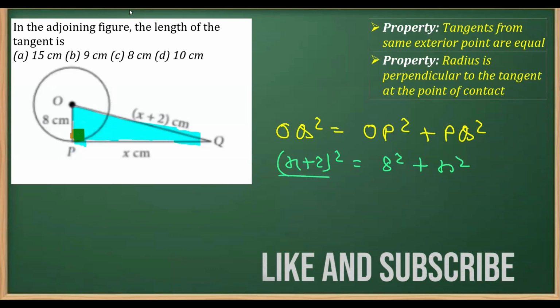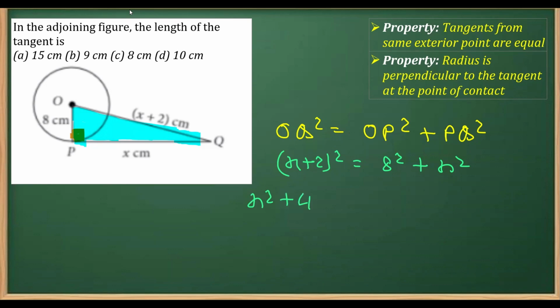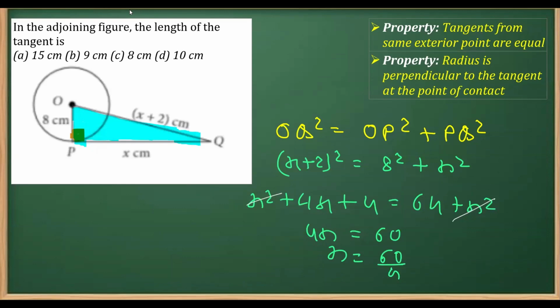Now, (a plus b) whole square is a square, that is x square, plus 2ab, which is 4 times x, plus 2 square, which is 4. 8 square is 64 plus x square. Now you can see that x square gets cancelled. So we are left with 4x, and on transposing 4 to the other side, it's going to be 64 minus 4, that is 60. So x is equal to 60 divided by 4, and that should give you 15.